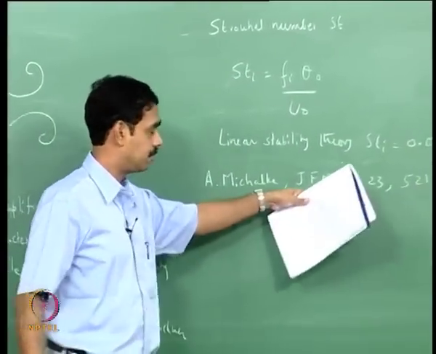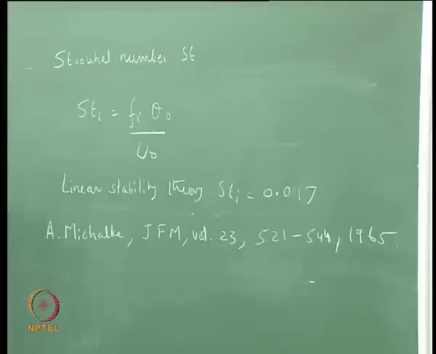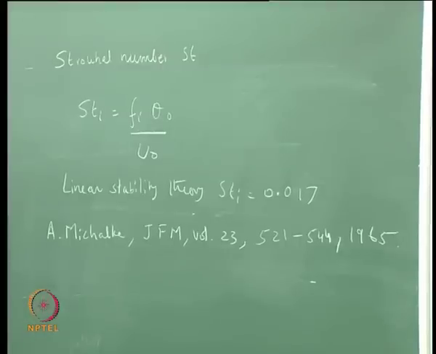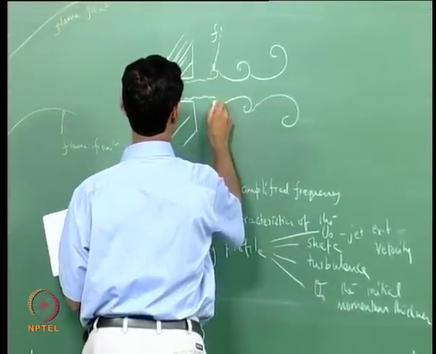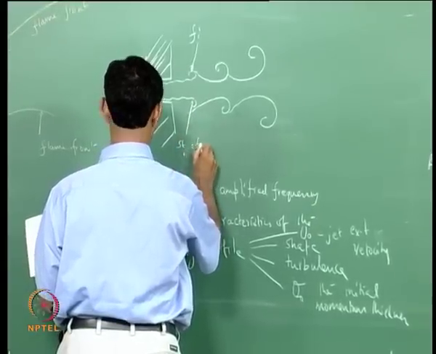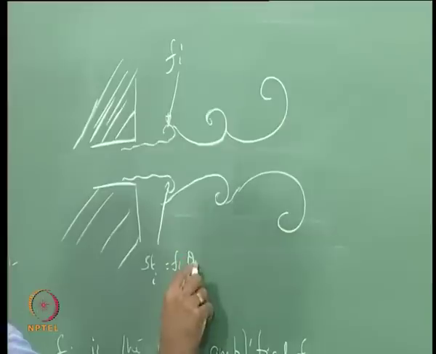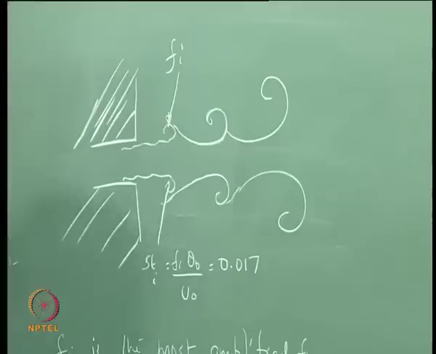So typically JFM has thorough articles which are quite long. You do not see a 2-page article in JFM, you see 20-page or 40 or 50-page articles in JFM, which will give comprehensive treatment. So let us indicate this in our picture here. So this Sti equal to Fi theta naught over u naught equal to 0.017.